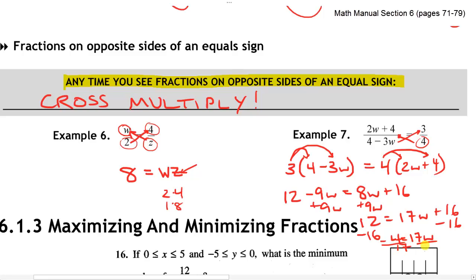I'm running into my next question here. Sorry about that. And I'm going to get that w equals negative 4 over 17. So that's my final answer there.